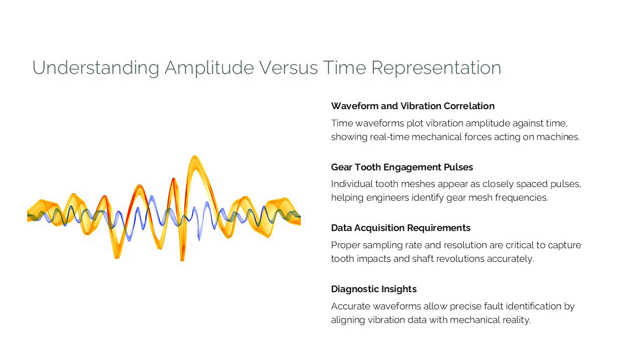Proper data acquisition settings are essential to obtain meaningful waveforms. The sampling rate, defined by Fmax, must be high enough to capture individual tooth impacts, while the number of lines of resolution determines how many data points are collected. A widely accepted rule of thumb is to capture 4 to 10 shaft revolutions with sufficient resolution to clearly observe each tooth mesh. When these conditions are met, the waveform becomes a direct diagnostic window into gearbox behavior, enabling precise fault identification that aligns closely with mechanical reality.